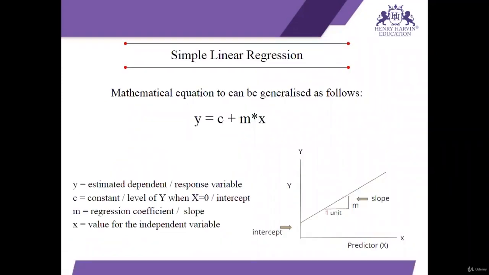In simple linear regression, we can generalize the equation in a mathematical form, that is y equal to c plus m into x, wherein y is the estimated dependent variable, the variable whose value we need to find out or predict. C is the constant or the intercept. M is the slope or regression coefficient. And x is the value of the independent variable.